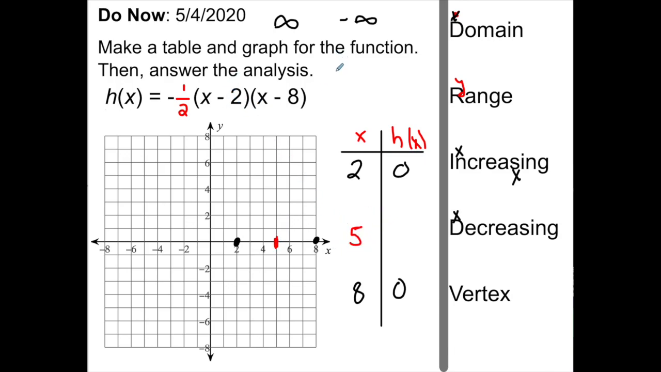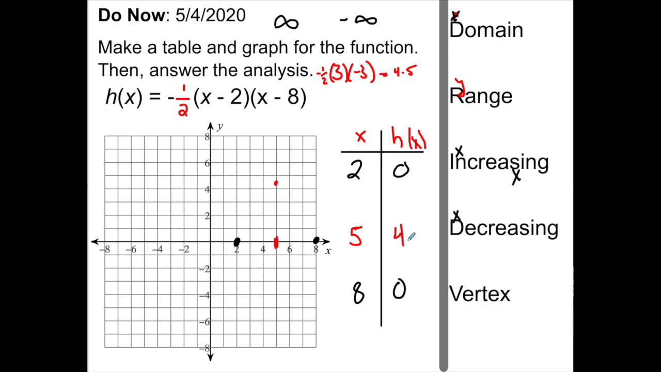So when I plug that in, I'm going to get 5 minus 2 is 3, because 5 is 3 more than 2, and 5 minus 8 is negative 3, because 5 is 3 less than 8. And I'm going to do 3 times negative 3, which is negative 9, times negative 1/2, which is positive 4.5, or positive 9 halves. Okay, so I'll put that at about right here.